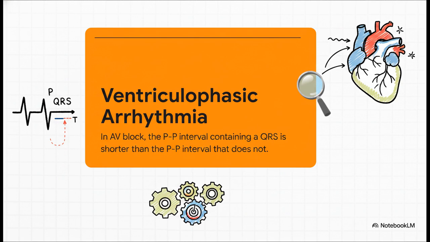And what you see is that the P to P interval that happens to have a QRS inside it is just slightly shorter than a P to P interval without a QRS. The proposed mechanism? The idea is that the ventricular contraction itself, either mechanically or autonomically, influences the SA node, causing it to fire just a little bit sooner.